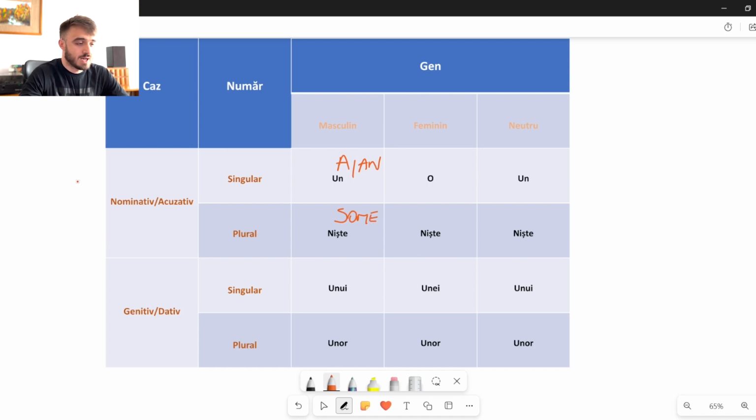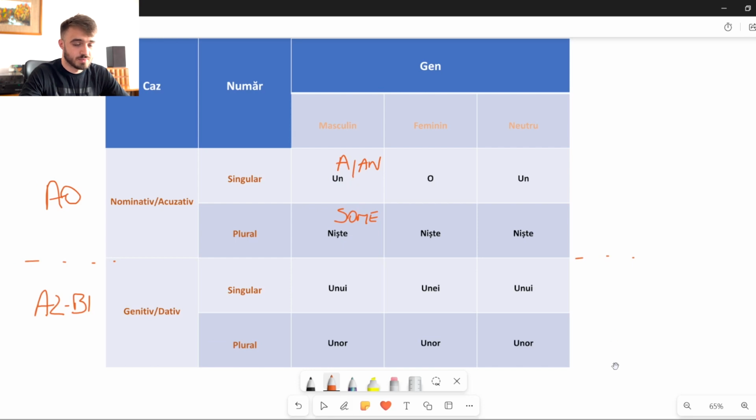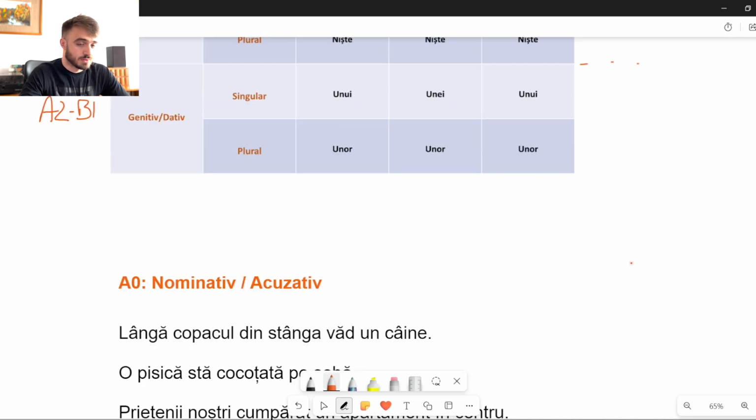And basically up to, let's say, an A0, A1 kind of level, this is all you need to know. After that, when you get probably to, let's say, A2, B1, the second part here at the bottom will make more sense, and I will get into more detail later on. So for now, if you learn un, o, niște, that's it. That's all you need to know, basically.